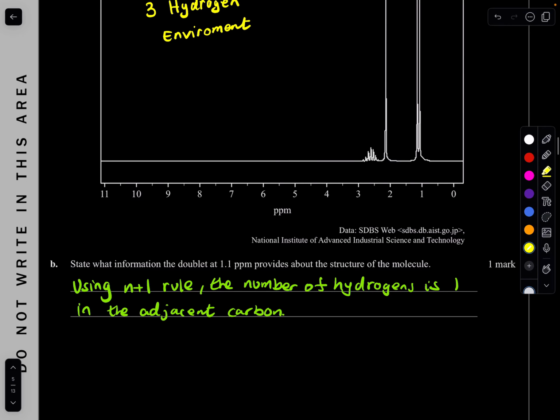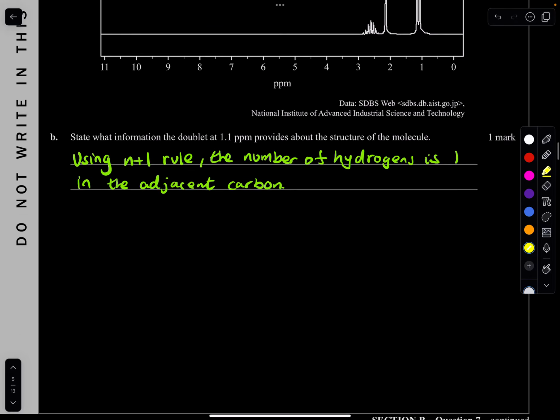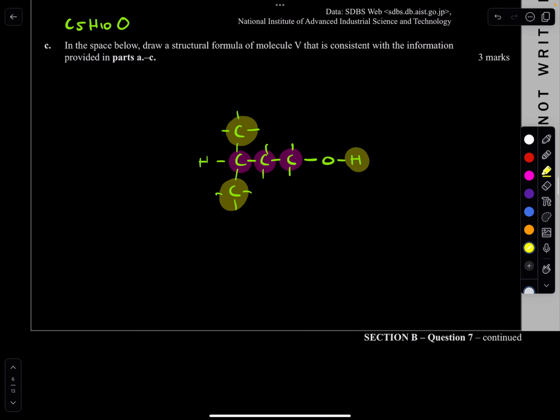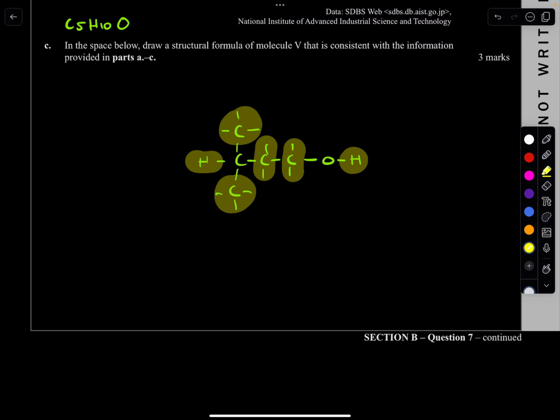Good. But does it fit our proton NMR, which has 3 hydrogen environments? Let's look at this. How many hydrogen environments? That's going to be 1. That's going to be 2. That's going to be 3. That's going to be 4. These 2 are 5 because of symmetry. So there's 5. That's wrong straight away. So that's a problem.